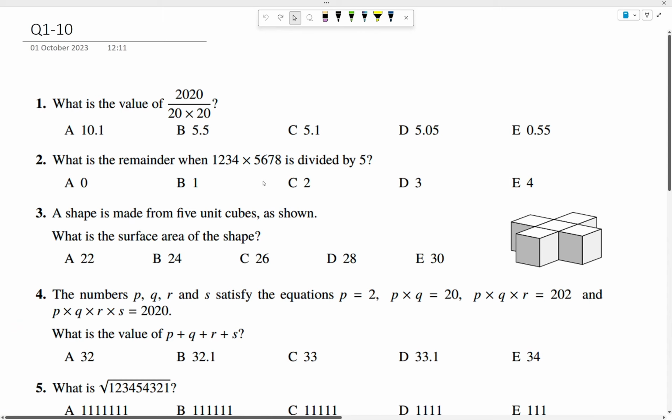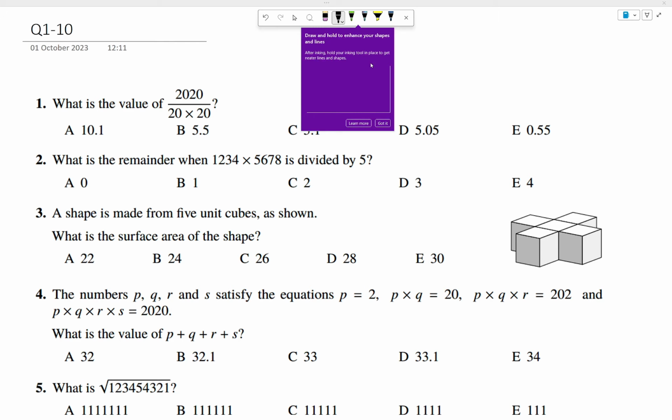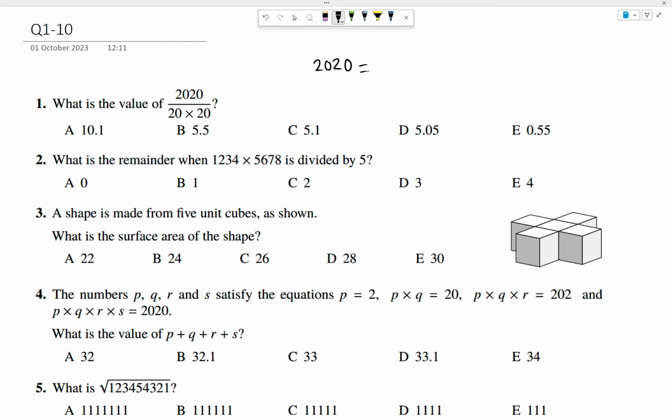Question number 1, what is the value of 2020 over 20 multiplied by 20? Well, I'm going to notice that 2020 itself is divisible by 20, and in fact, 2020 is equal to 101 times 20. So this is equal to 101 divided by 20, which is 10.1 divided by 2, which is 5.05. So the answer is D.